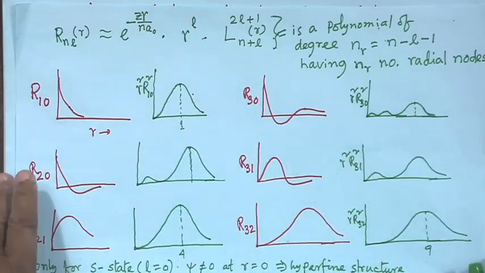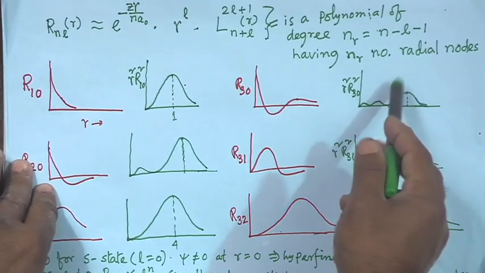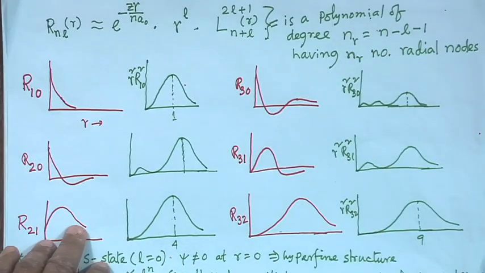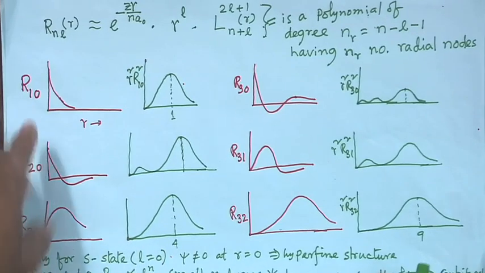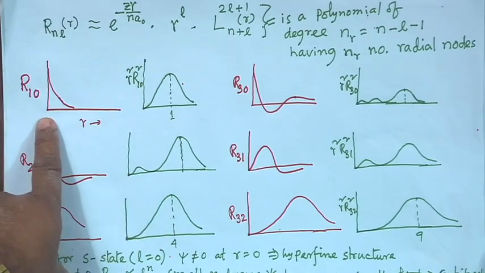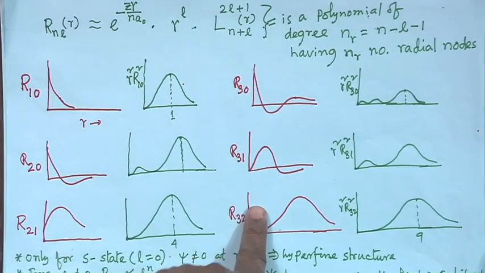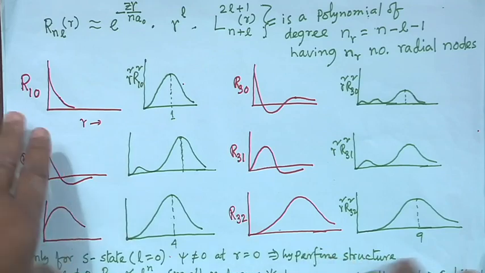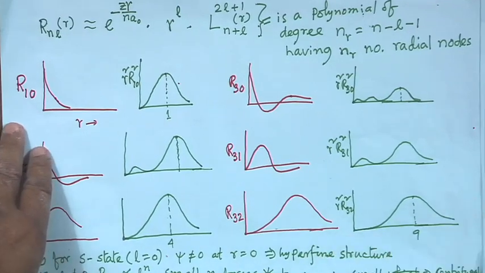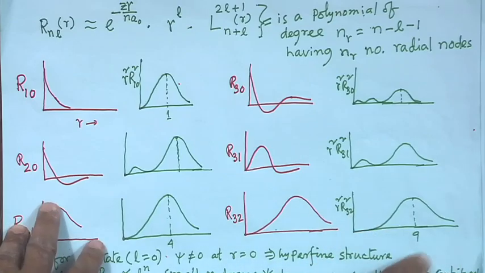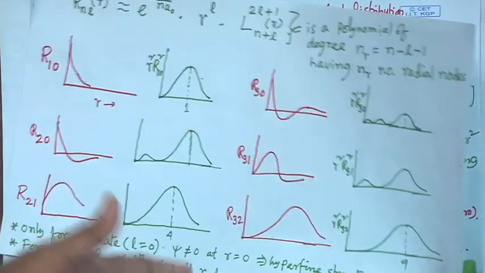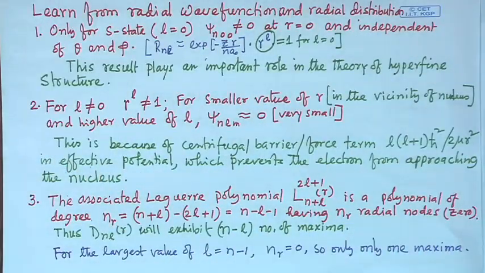As I mentioned, if you know the number of nodes, then you can draw the wave function and this probability density. You can basically draw the nature of the curve without looking at the exact form of the wave function. So these are the information we got.